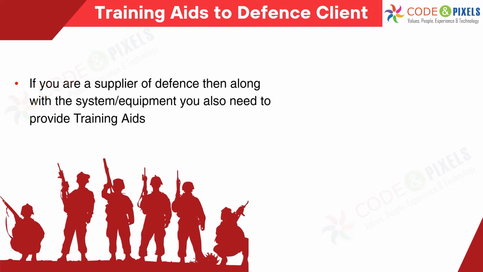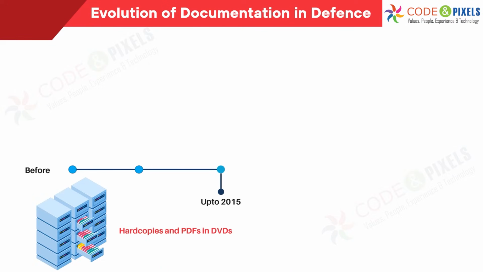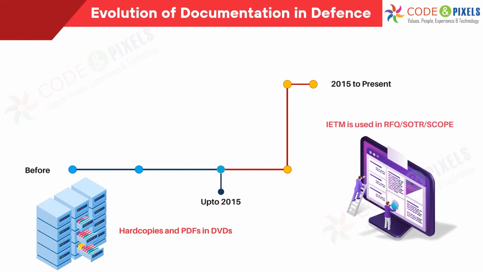If you are a supplier of defense, then along with the system equipment you also need to provide training aids like CBT, charts and blow-up diagrams, video films, training work modules and a few sets of hard copies of the manuals and IETM. Till 2015, mainly hard copies and PDFs in DVDs used to be in deliverables. From 2015 onwards, IETM is used in RFQ or SOTR or scope as a deliverable.